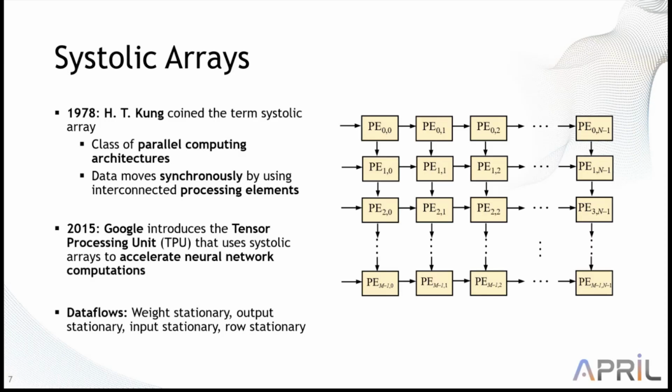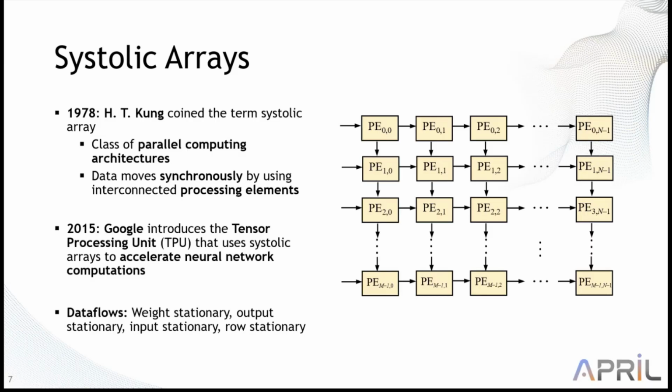However, between the late 1970s and 2015, the interest in this type of architecture was fairly moderate. Finally, in 2015, Google proposed the well-known tensor processing unit, which at the core level includes a systolic array. In particular, the first version of the tensor processing unit included a 256 by 256 systolic array. Starting from that point, the interest became more significant, both in academia and in industry.